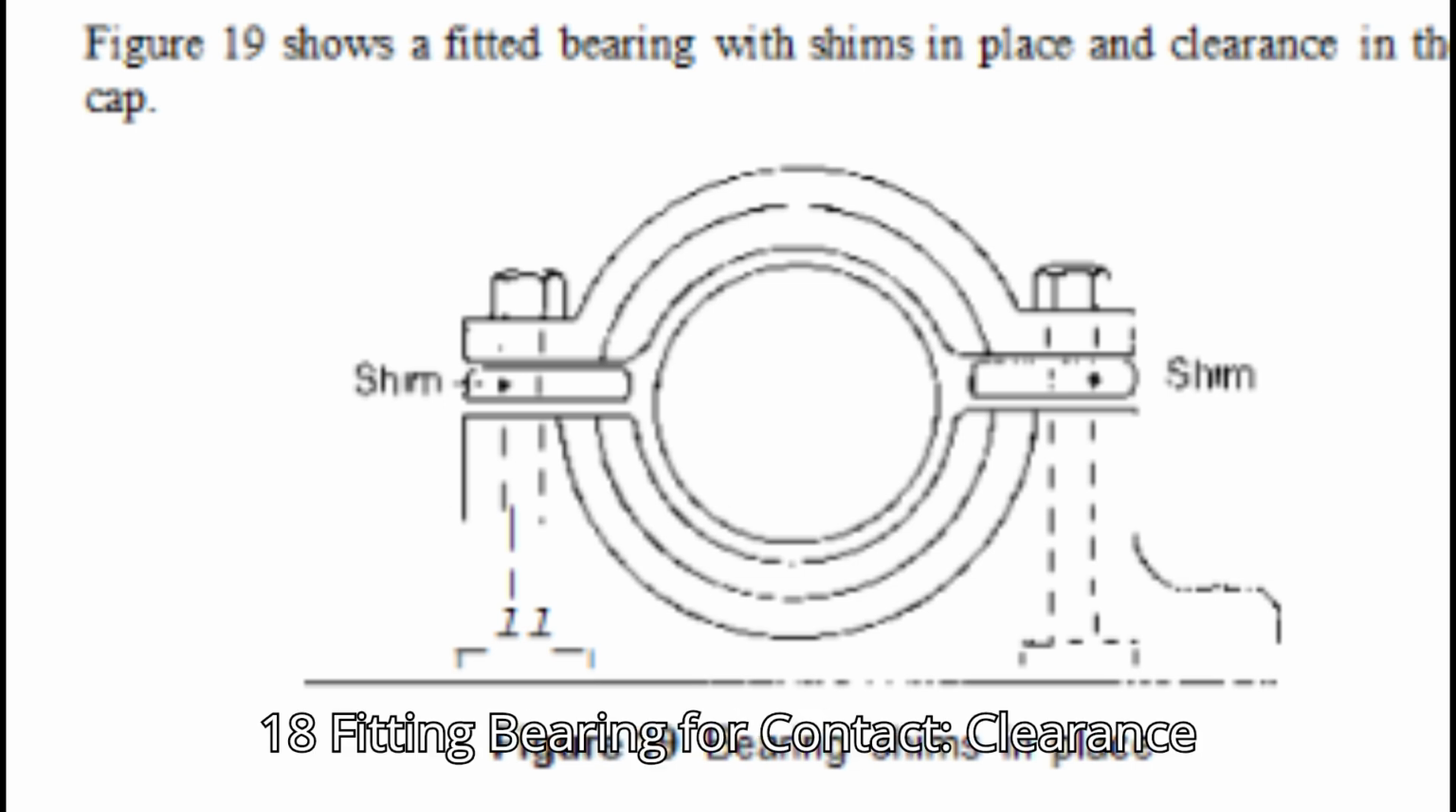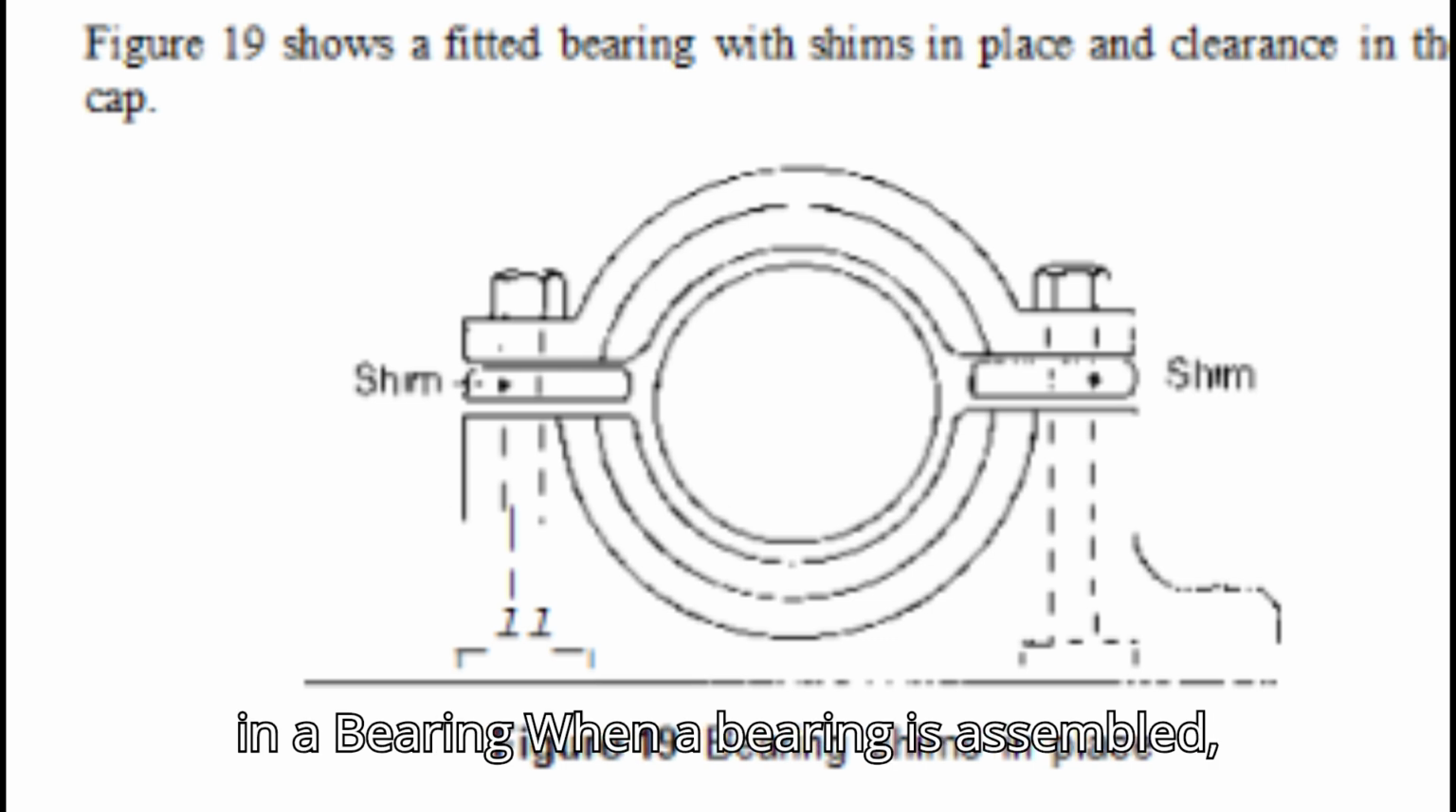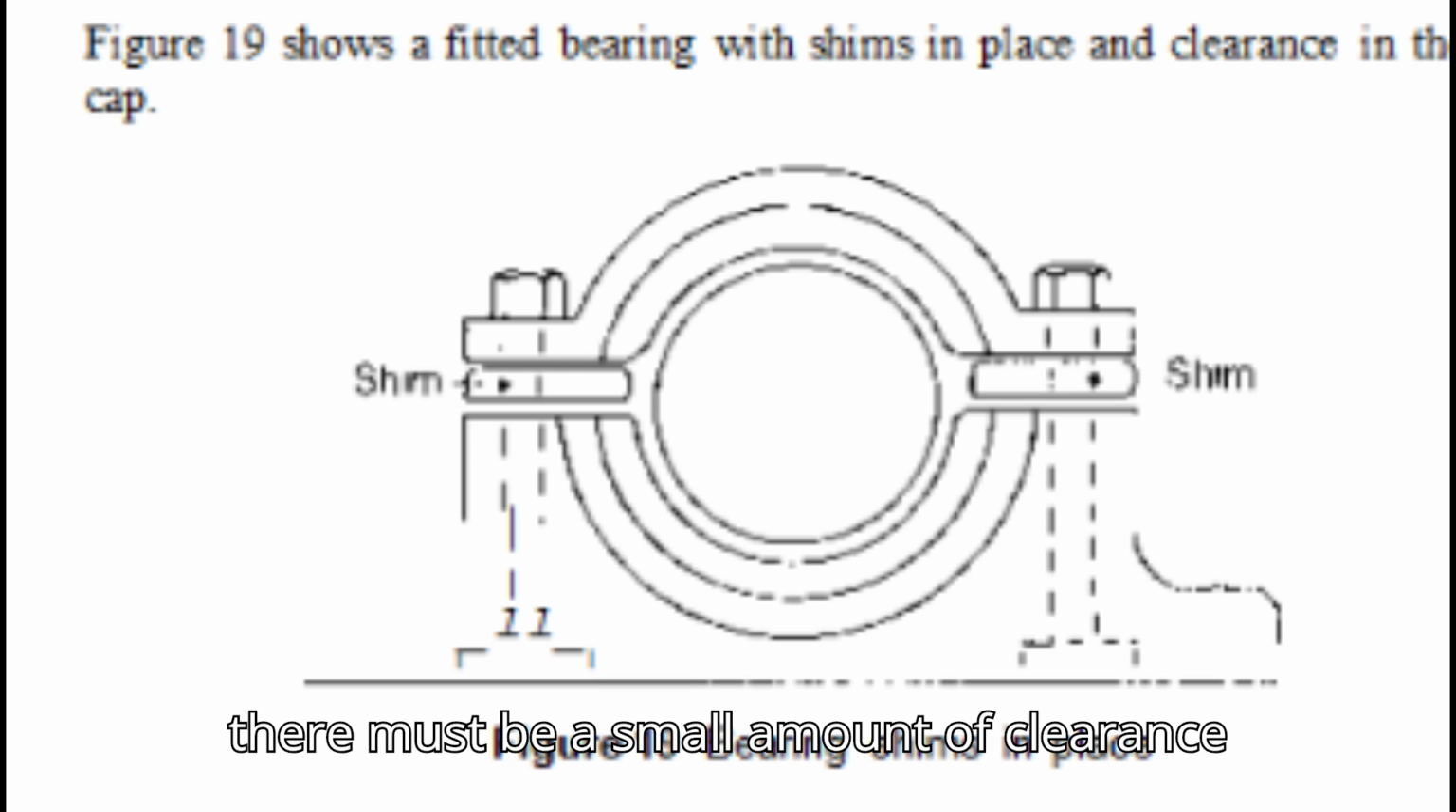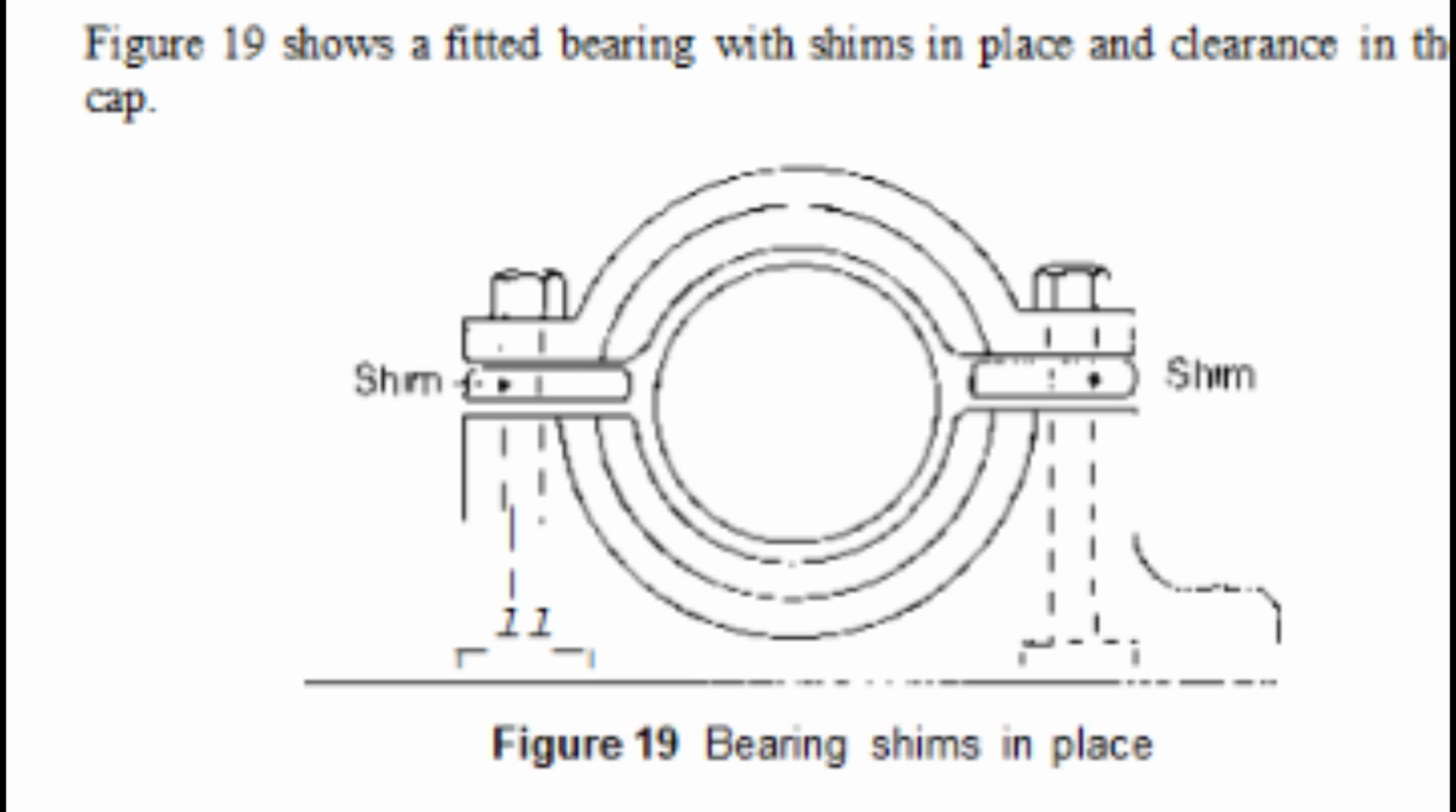Figure 18: Fitting bearing for contact. Clearance in a bearing. When a bearing is assembled, there must be a small amount of clearance between the shaft and the bearing cap. This prevents a binding or clamping action on the shaft.